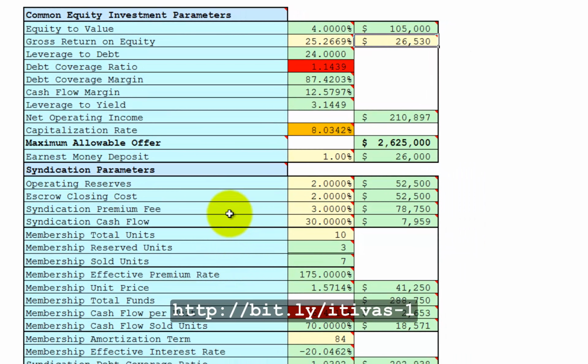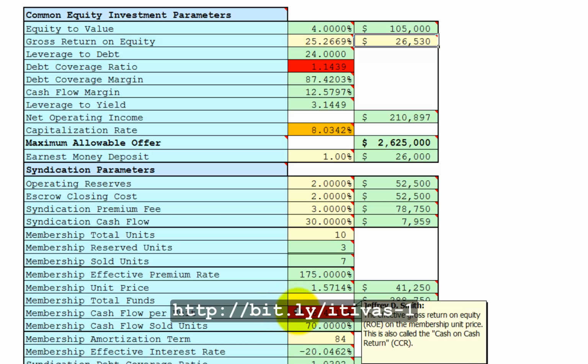If you are syndicating this deal, the membership cash flow per unit yield is 6.4316%. That's even lower than the capitalization rate. Therefore, we have a negative leverage on this deal.